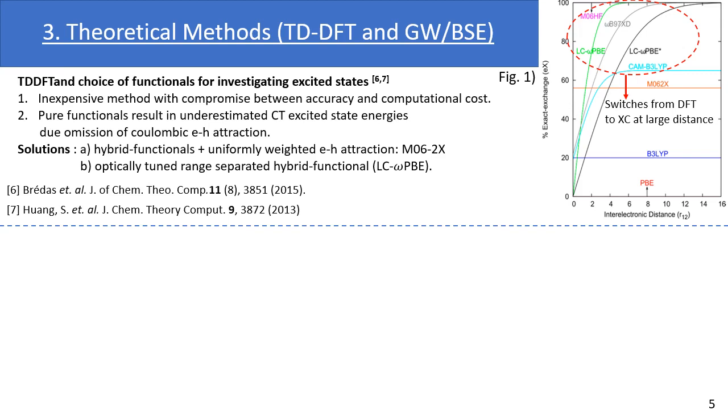However, to bypass the issue, we can use hybrid functionals with uniformly weighted electron hole attraction, such as M06-2X, and optically tuned range-separated hybrid functional, such as LC-omega-PBE, where omega is optically tuned. The amount of exchange included in the Hartree-Fock for these functionals is shown in figure 1 on the right. For the range-separated functionals marked by the dashed red circle, we see that they switch from DFT to exchange at large interatomic distances.